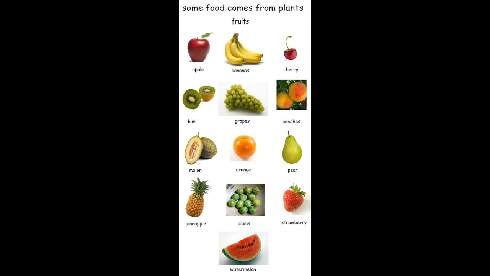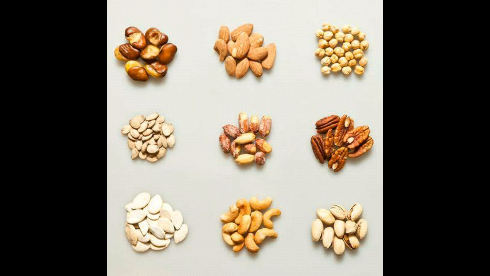See, we have discussed the vegetables and also we have discussed the fruits. Only these two we are getting from the plants? No, we are having more products that we are getting from the plants. In this picture you can see the nuts. What are these children? These are called nuts. Here you can see badam, cashew nut, pistachio, and there are different other nuts also.